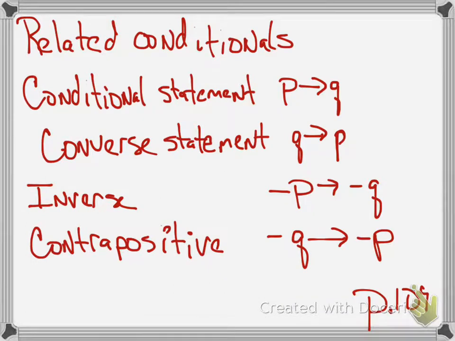Okay, here are some related conditionals. You have your normal conditional statement, if P then Q. You have a converse statement, which switches the two, so it becomes if Q then P. Again, we'll maybe get a chance to look at some of those examples. An inverse negates them both: if not P, then not Q. And a contrapositive switches the converse and makes them negative also. If you want to see better definitions for that, look at page 109.